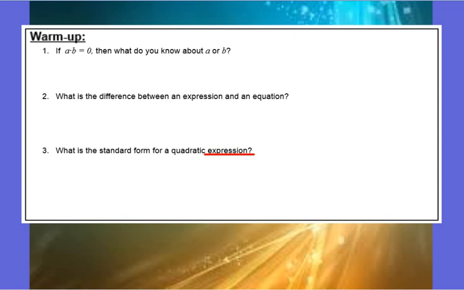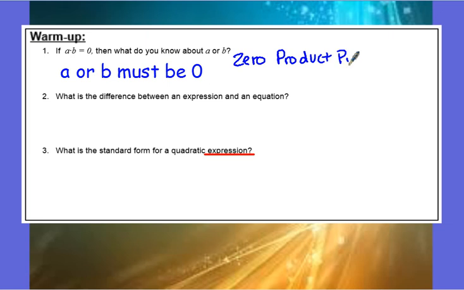So for a warm-up, we're asked first, if a times b equals 0, then what do you know about a or b? A or b must be 0. This is known as the zero product property. Any number times 0 is then 0.